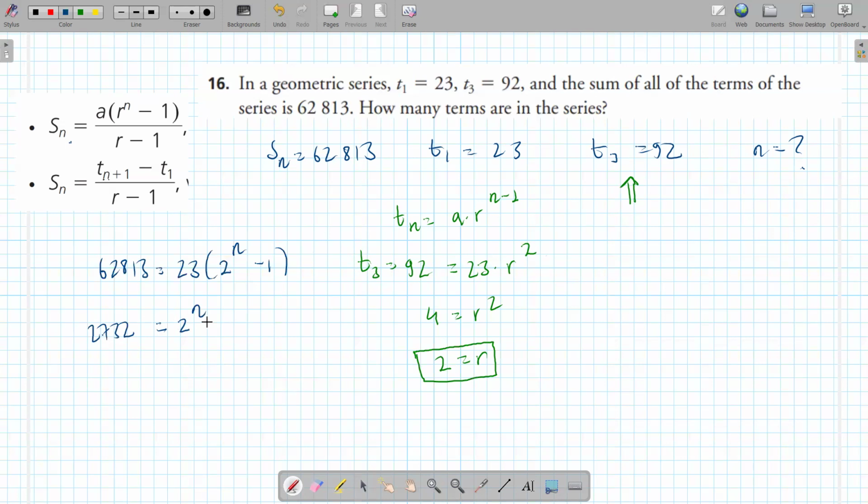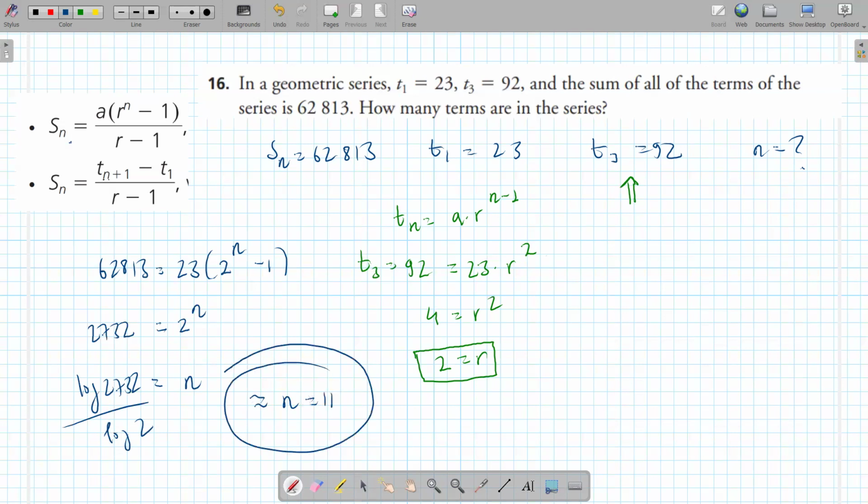How do we solve this for n? You're going to use logs. So n is going to be log 2732 over log 2. And that gives me n is 11.